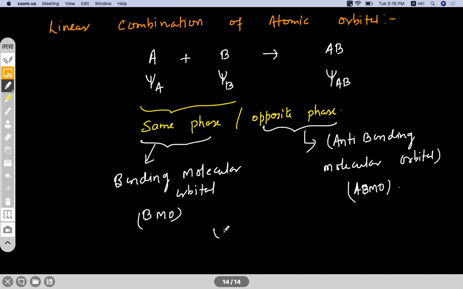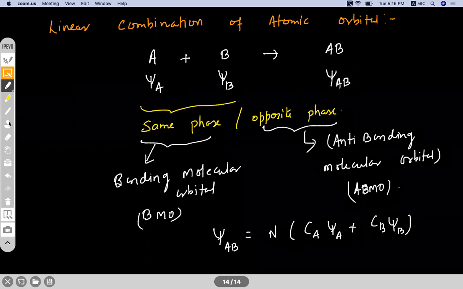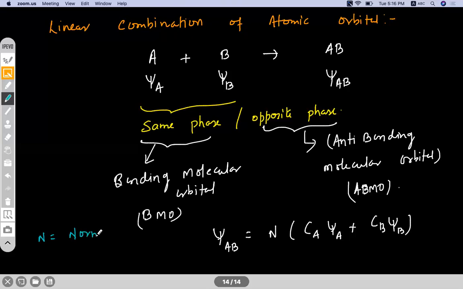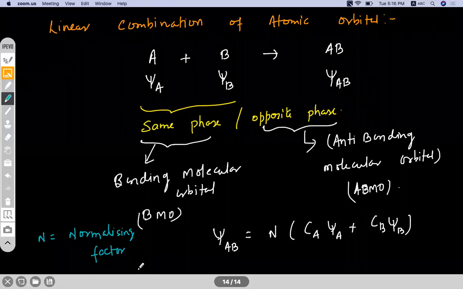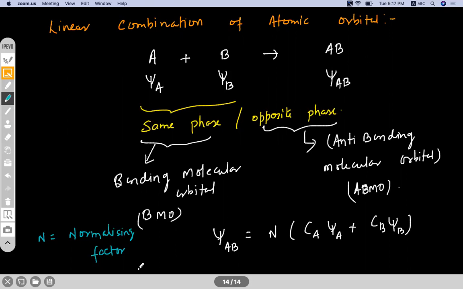There is a formula for this combination. Psi AB is given as N times (CA Psi A plus CB Psi B). Just write it down, you won't get any questions on this. It is in the linear combination of atomic orbitals, not much important. N is the normalizing factor. It ensures that the probability of finding an electron in the universe is one. CA and CB are the factors to minimize energy.